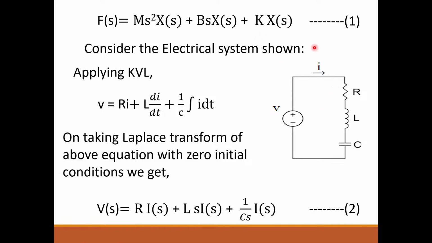So this is our electrical circuit with three basic elements R, L, and C. Our source voltage is V, and because of this voltage source, which is connected across these three elements, i amperes of current flows through R, L, C. So this is small v and this is small i.